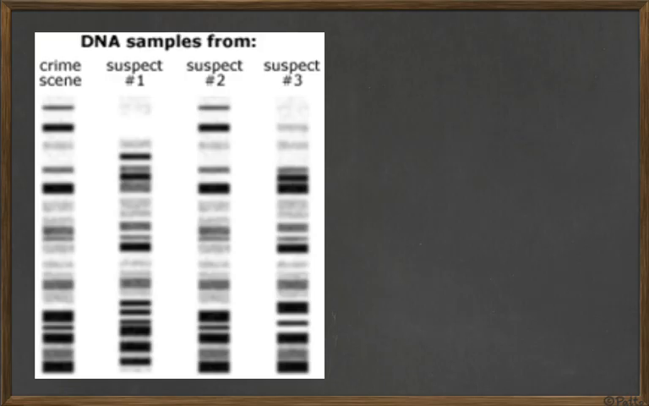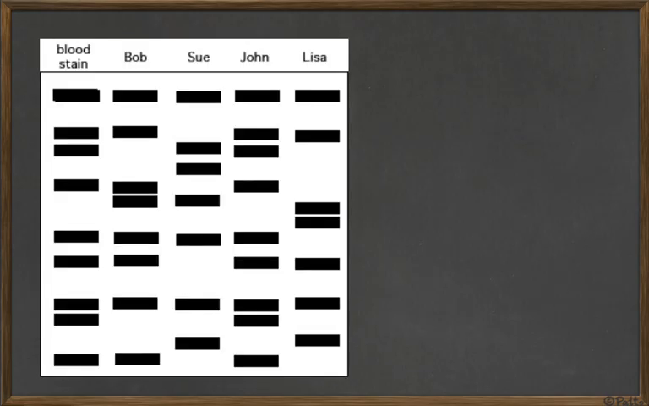Okay. Another example here, we have material in the crime scene and suspects number 1, 2, and 3. In this case, many restriction enzymes have been used to make many different fragments, and we end up having suspect number 1 not matching, suspect number 3 not matching, but suspect number 2 matching perfectly the material that was found in the crime scene. So suspect number 2 is associated to the crime scene.